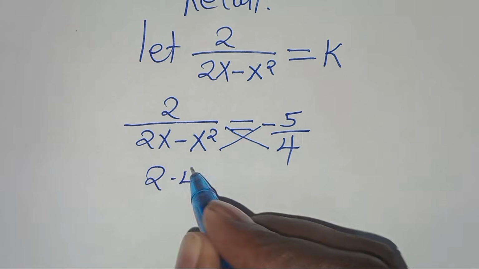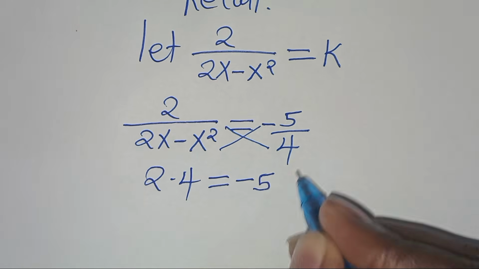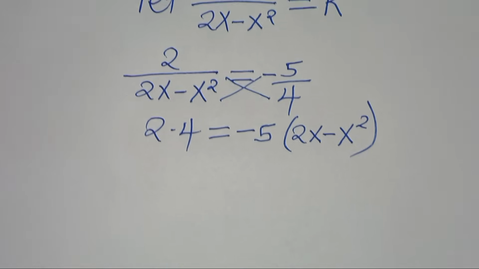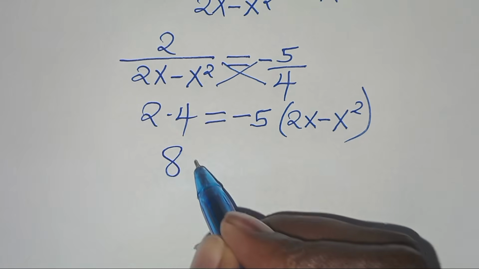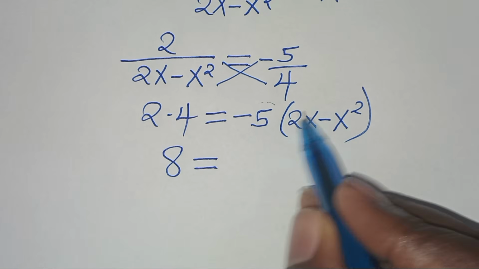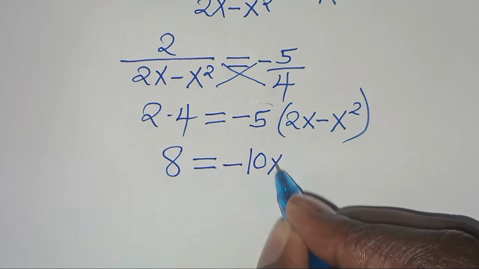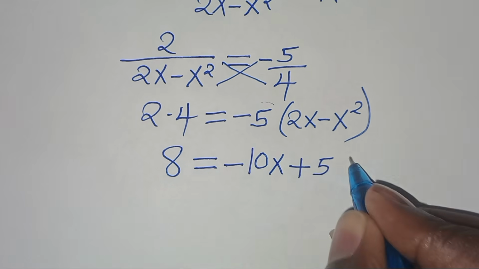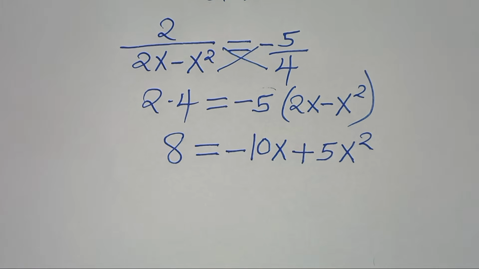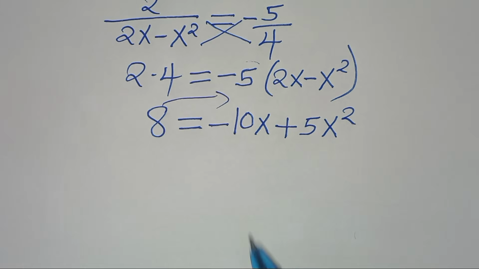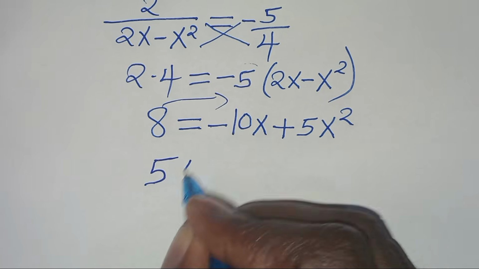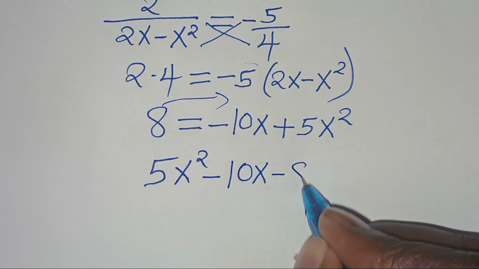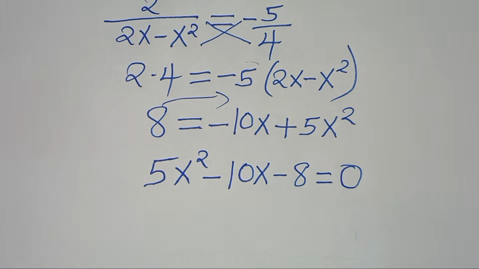So we have 2 times 4, this is equal to negative 5 multiplying by 2x minus x to the power of 2. So this is 2 times 4, which is 8, and this is equal to negative 5 times 2x, this is negative 10x. Negative 5 times negative x squared, this is plus 5x to the power of 2. So let's take 8 to the right hand side so that we have 5x to the power of 2 minus 10x, subtract 8, this is equal to 0.